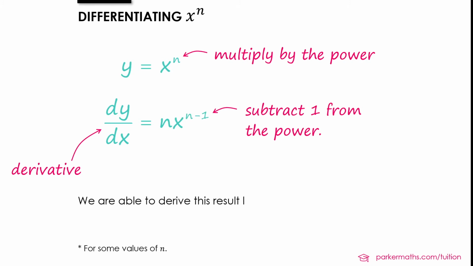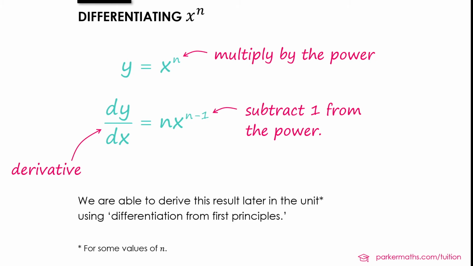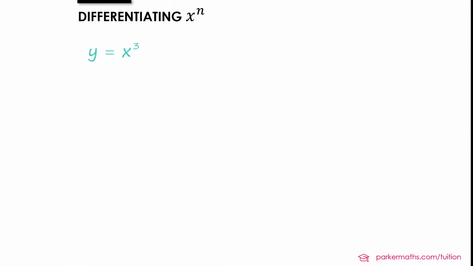Now at this point in the unit, I'm not going to offer you any formal proof for why this is so, but later in the unit, we'll be exploring something called differentiation from first principles, which will show you how you can derive this rule for certain values of n. Let's just do a quick example though. Suppose we have y equals x cubed. To find dy dx, we multiply by the power, that gives us 3. Then we subtract 1 from the power and get x squared. So dy dx is 3x squared.